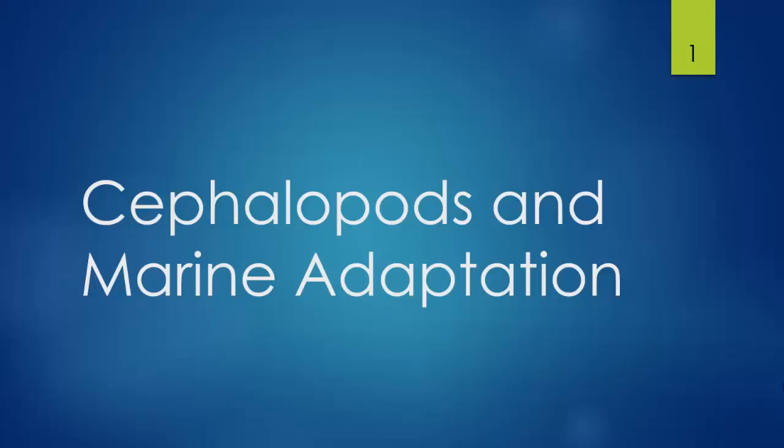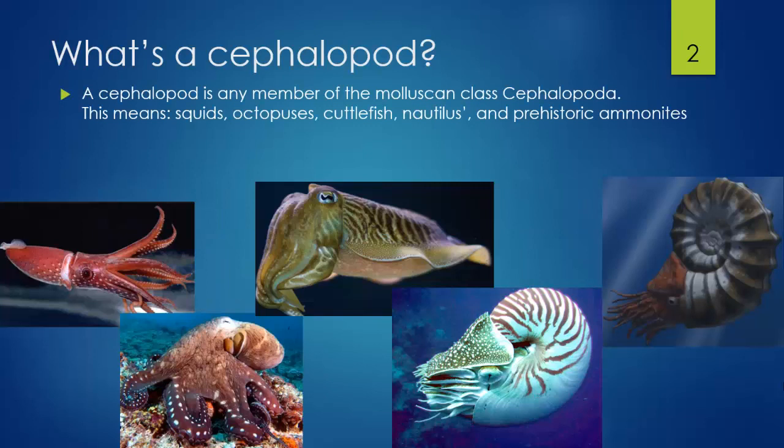Hey everybody, Mr. Wader here, and today we are going to be going over cephalopods and marine adaptation related to them. So to start, we need to know what a cephalopod is. A cephalopod is any member of the molluscan class Cephalopoda. Mollusks are things like snails as well, but we're talking about the cephalopods, which are squids, octopuses.